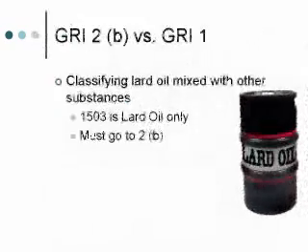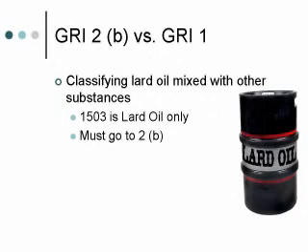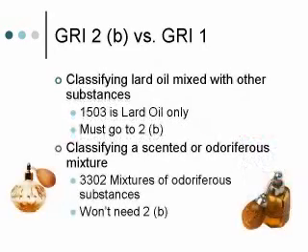For example, if we are classifying lard oil mixed with other substances and we go to heading 1503, we will only find lard oil. We will have to use General Rule 2B to classify lard oil mixed with other substances because 1503 requires the oil to be unmixed. On the other hand, if we had a mixture of odoriferous substances to classify, you would not need to use 2B, as heading 3302 covers mixtures of those substances. So the heading itself covers those kind of mixtures.